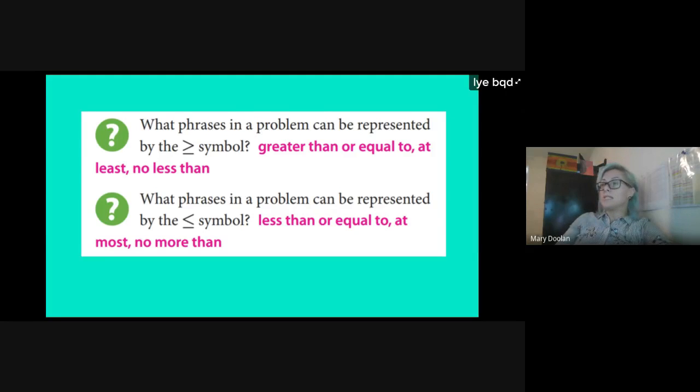And then what phrases in a problem can be represented by the is less than or equal to symbol? If it actually says less than or equal to. If it says at most or no more than.